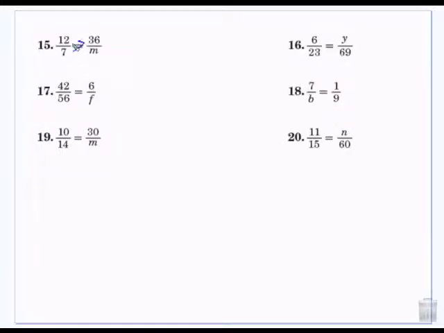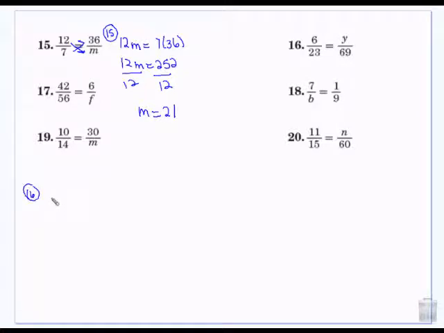So we cross multiply, and I get 12m is equal to 7 times 36, which is... 7 times 36 is 252. I'm going to divide by 12. It's 21. Okay, so that was number 15. I guess I just didn't give enough space, but 16. I've got 23y is equal to 6 times 69.